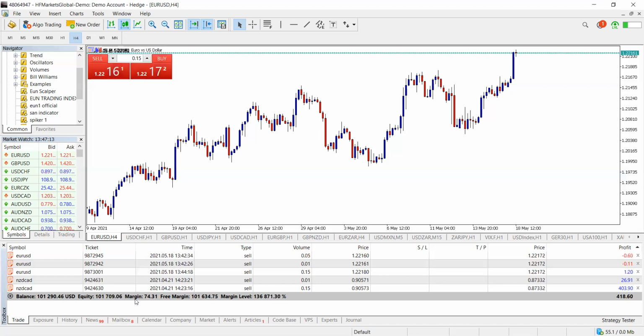Your margin also affects your equity. Then we have free margin. This is the money that you are left with that you can use to open trades. Then we have the most important of them all. It is called the margin level. Margin level should always be your friend.